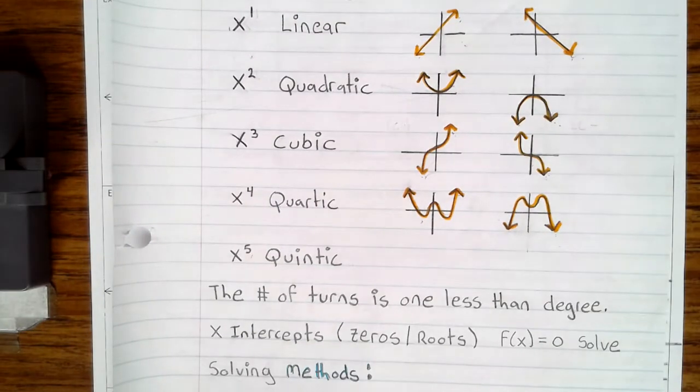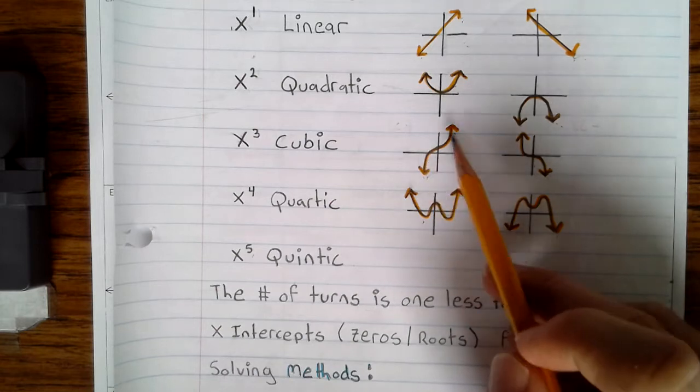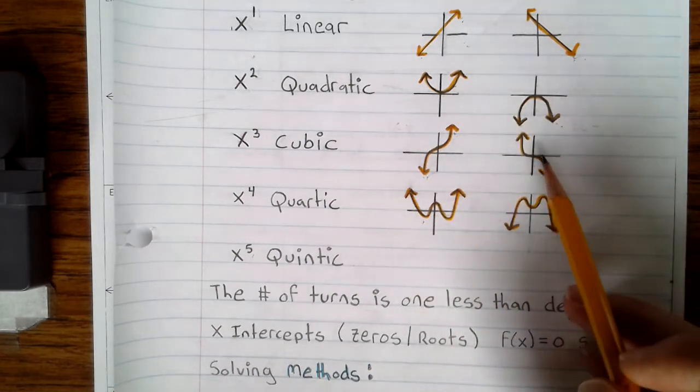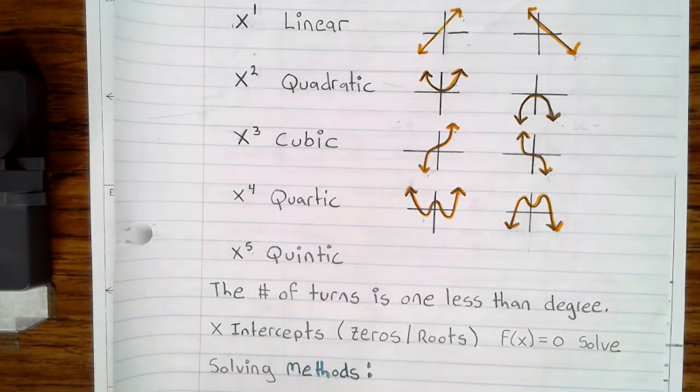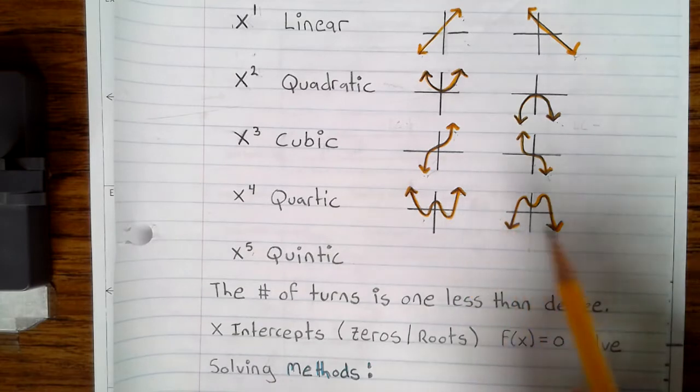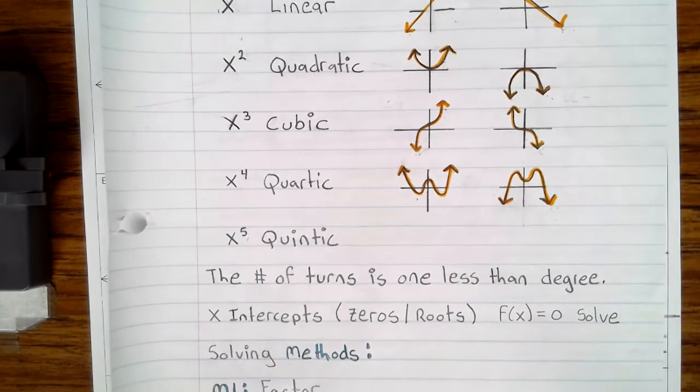All right, x cubed is cubic. When its leading coefficient is positive, it's going up from left to right. When the leading coefficient is negative, it's going down from left to right. When it's x to the fourth, it's quartic. When the leading coefficient is positive, it opens upwards. When the leading coefficient is negative, it opens downward. X to the fifth is quintic.